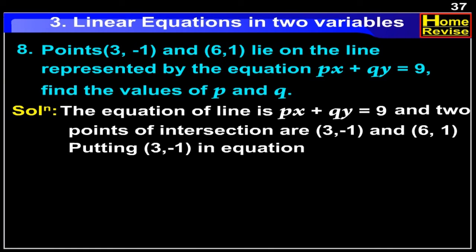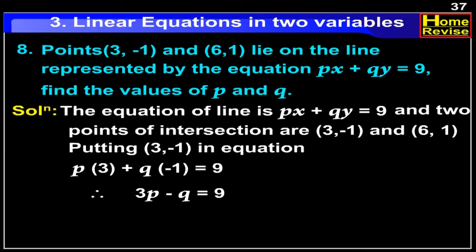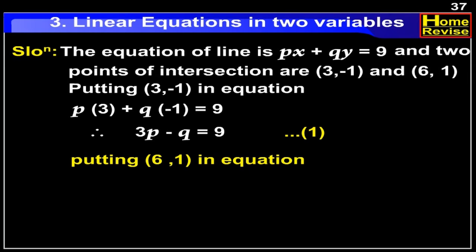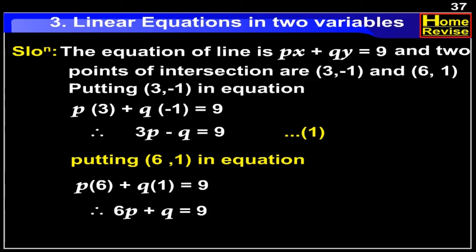Therefore, putting 3, minus 1 in the equation, we get p into 3 plus q into minus 1 is equal to 9. Therefore, 3p minus q is equal to 9. Let this be equation number 1. Similarly, putting 6, 1 in the given equation, we get p into 6 plus q into 1 is equal to 9. Therefore, 6p plus q is equal to 9. Let this be equation number 2.